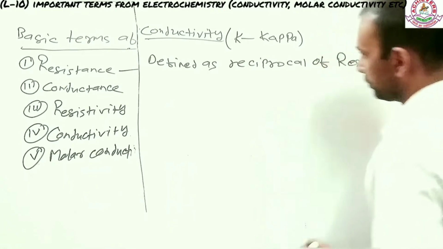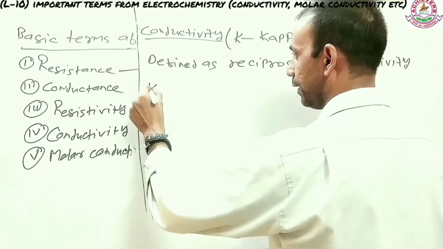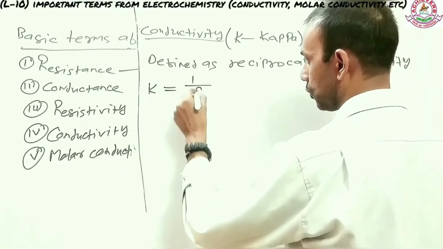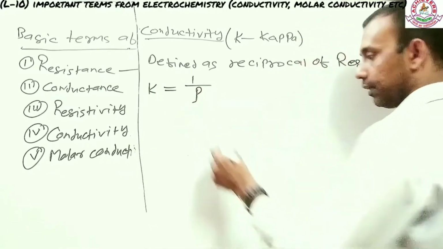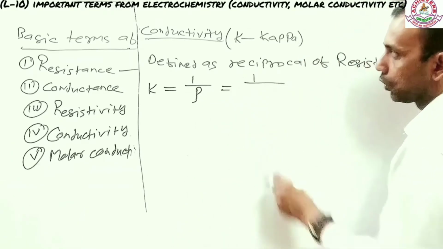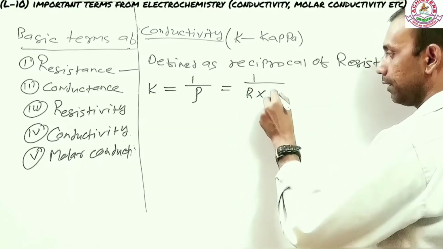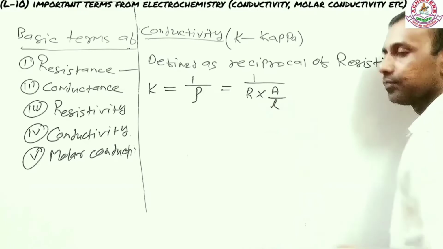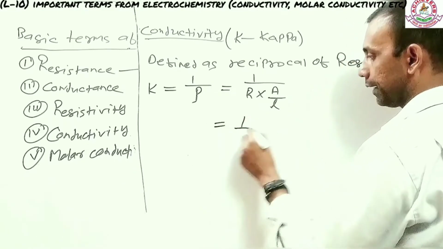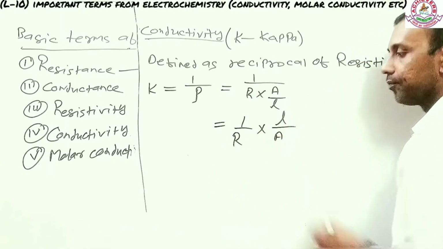Conductivity is the reciprocal of resistivity. So what does that mean? K is equal to 1 by rho. Now let's put some units here. Rho was equal to R into A by L, so this is going to be 1 by R into L by A.